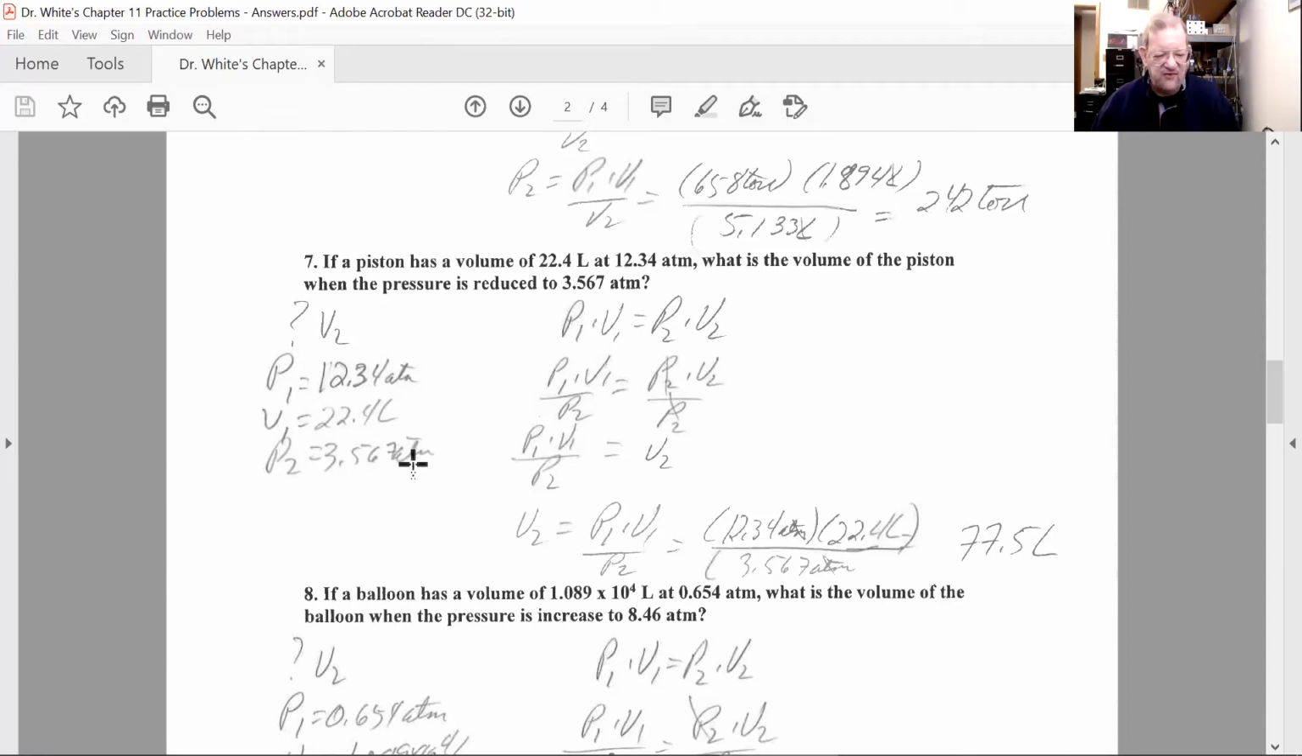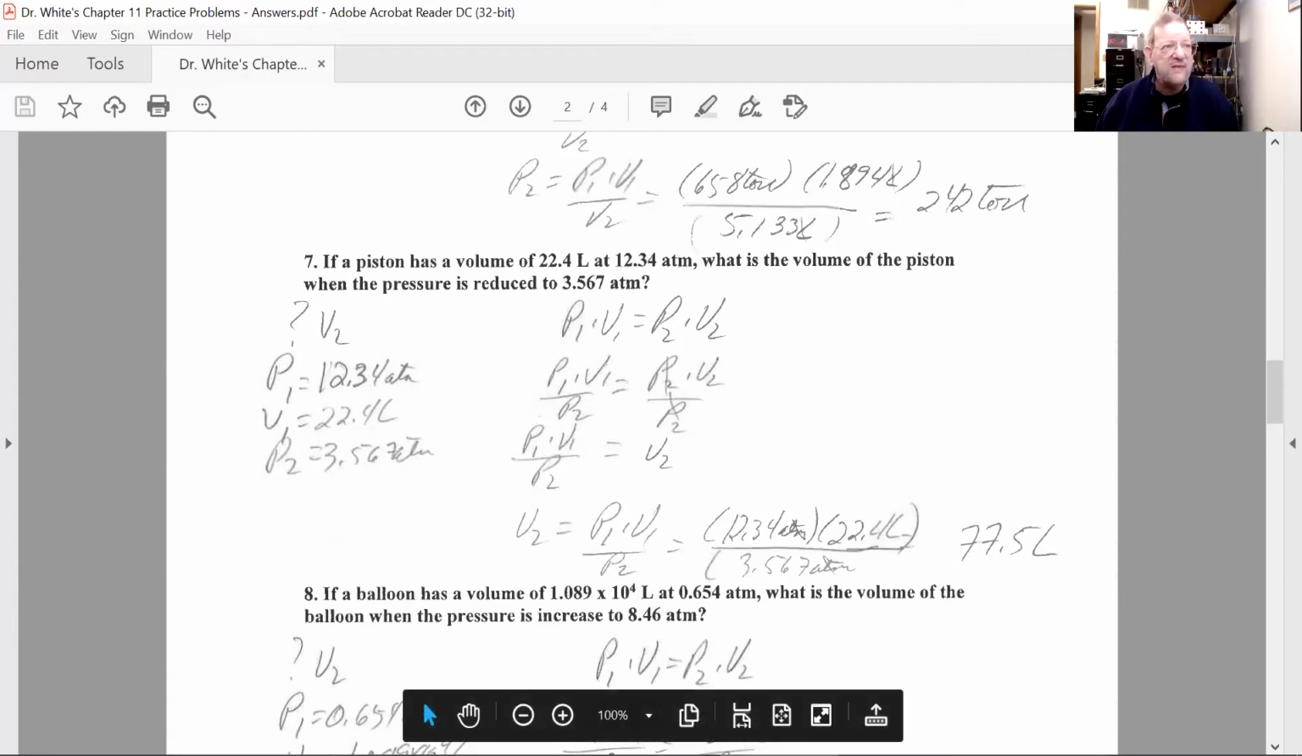Now that we have this, we've calculated V2 equals P1 times V1 over P2. We put in these numbers. And notice atmospheres divided by atmospheres cancel out. We're left with liters, which is a measure of volume, which is what I'm trying to calculate. So I know I'm on the right track. Now here, 4 significant figures, I'm in my 3 significant figures rut again, and that's our answer. All right, let's move on.